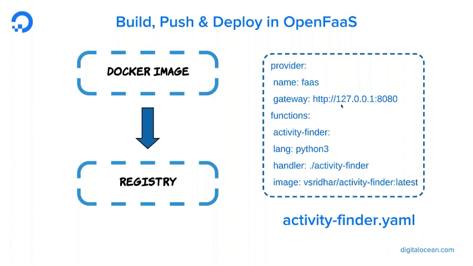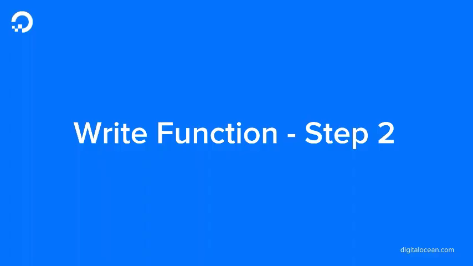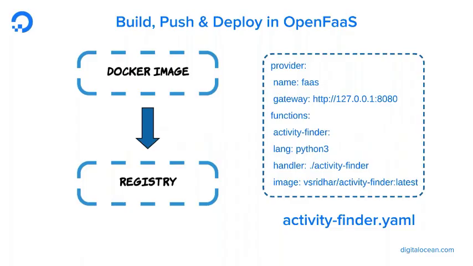is the basic architecture, basic steps which you need to take to write a particular function. All you need to do is create a new function and write your business logic into the required template, and then just use build, push, and deploy onto the YAML file which has already been generated. And we will see obviously this gateway will change when you are deploying these things to Kubernetes and other places.